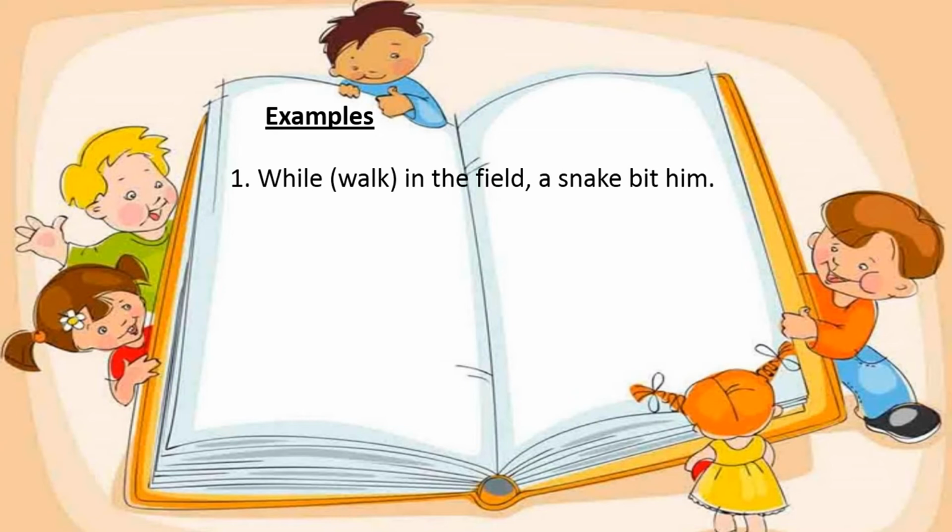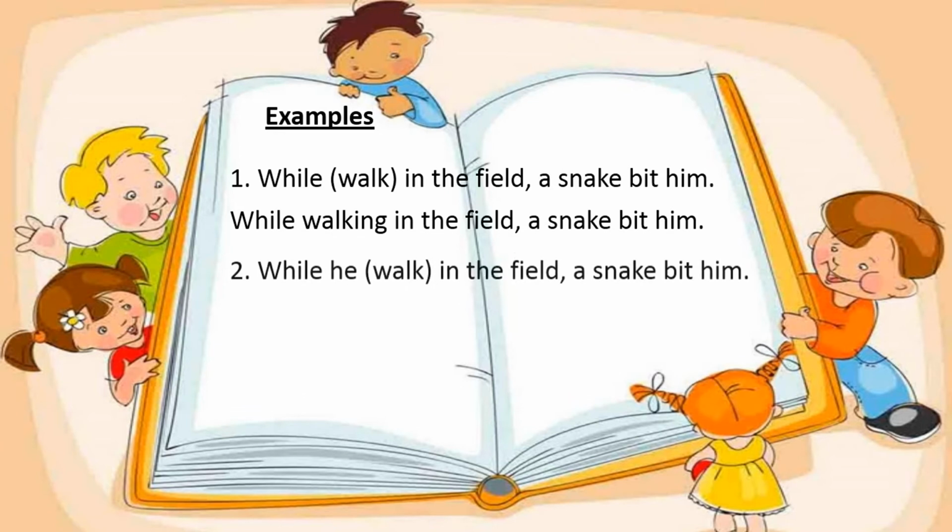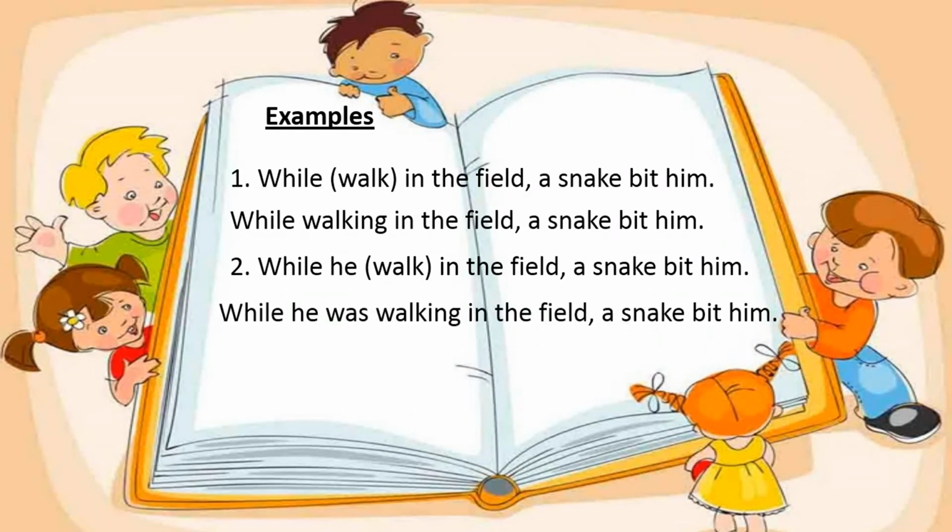Okay, while. Just after while, if we find a verb, then we will add ing with the verb. So the answer will be, while walking in the field, a snake bit him. Okay, so next example. Here we find a subject just after while. So while he. In that case, from the structure, we know this sentence will be past continuous tense. While he was walking in the field, a snake bit him.